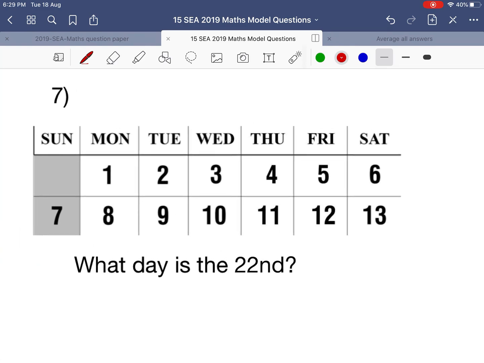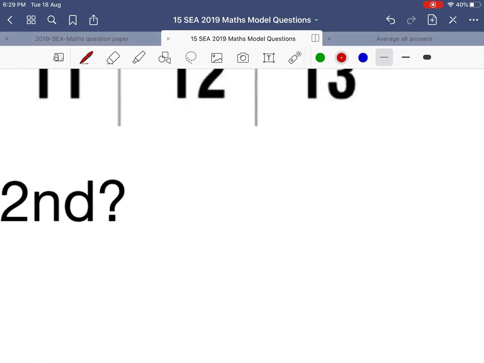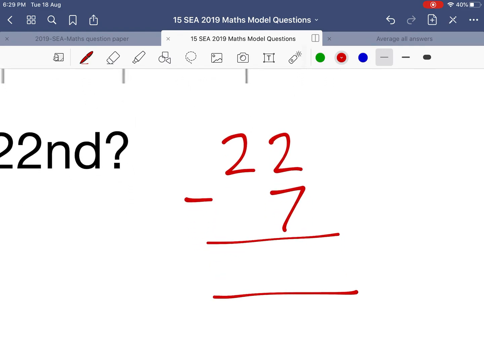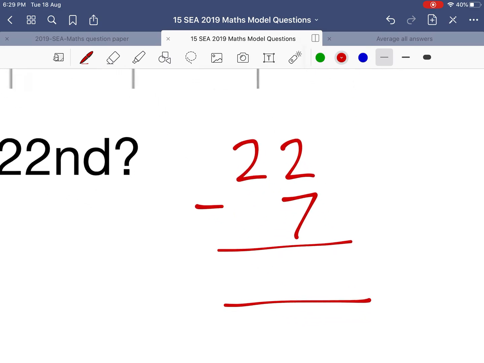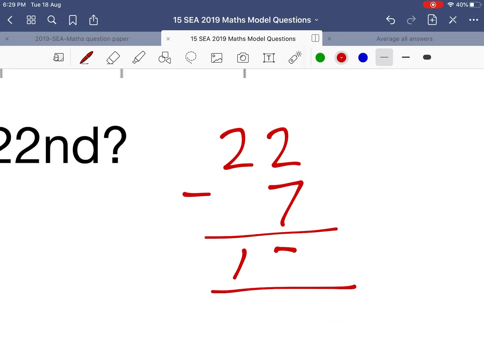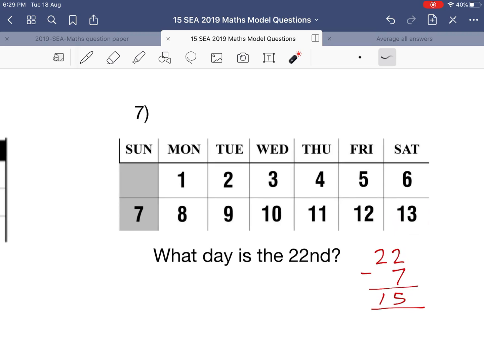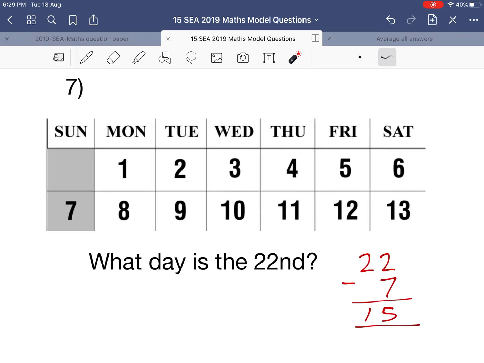Next, what day is the 22nd? So what I would do, I would say the 22nd take away 7 days. To go back a little bit to the numbers that we have. And this will give me 15, which is not too far from the 13. So the 13 lies on a Saturday.